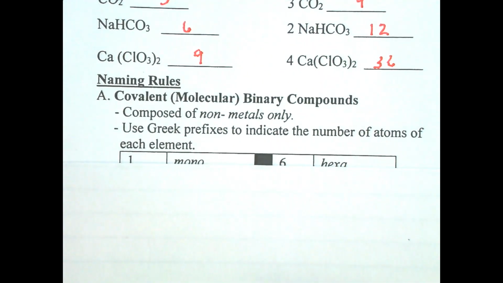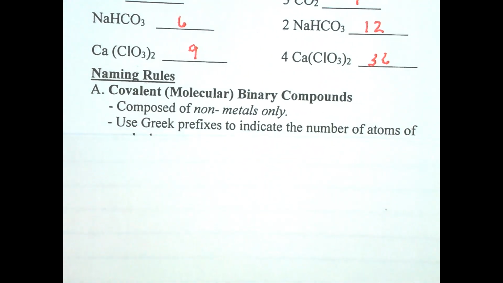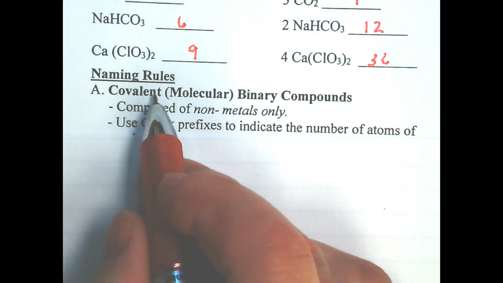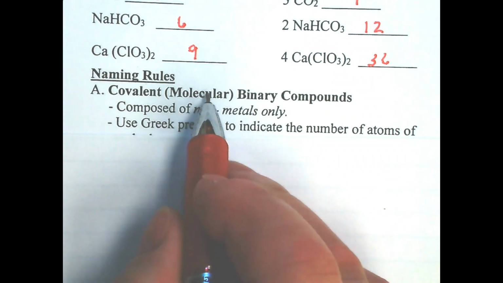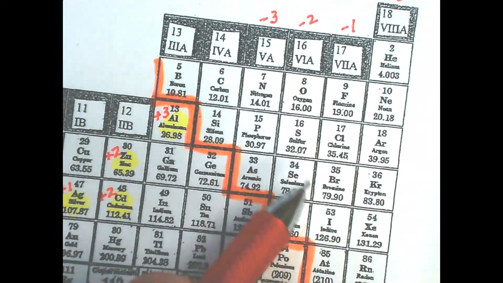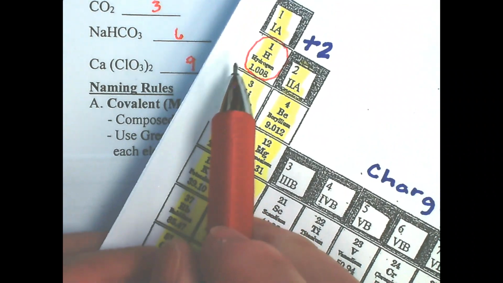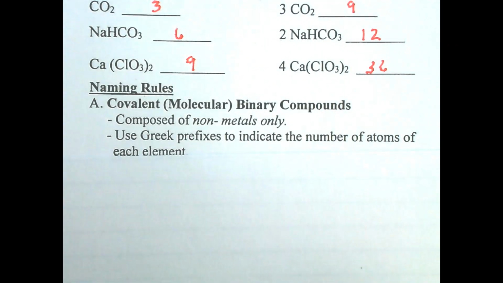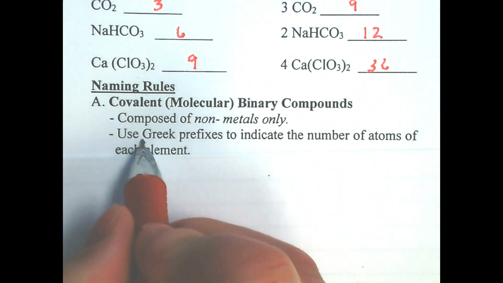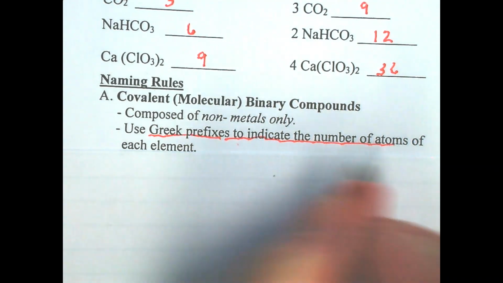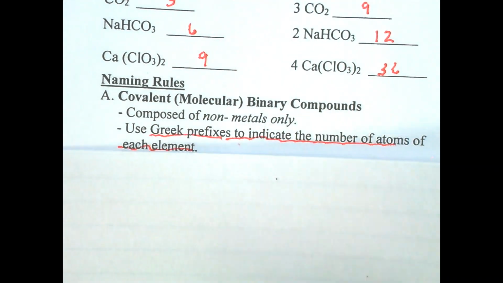Okay, naming rules. Covalent molecular, covalently bonded compounds, for molecules. So these are going to be the naming rules for things that are composed of 2 nonmetals. So if both of the elements are from here, and often hydrogen is one, remembering hydrogen is also a nonmetal, then we're going to use a set of rules that involve using Greek prefixes to indicate the number of atoms of each element present in the compound.